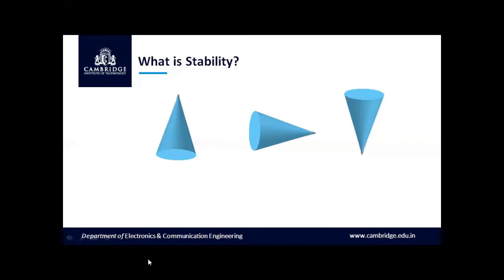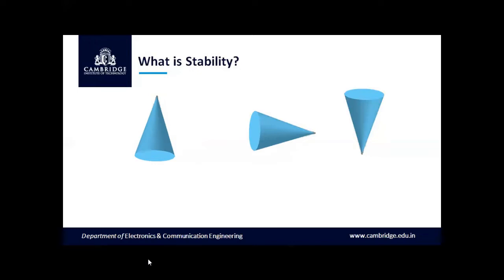So first, let's understand the concept of stability. Consider a system, an object here, a cone. Now if I apply a force on the object, it will oscillate and settle down again to its original position. Such a system is called an absolutely stable system.